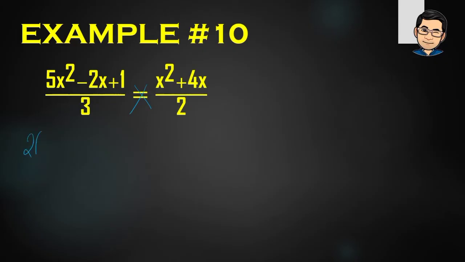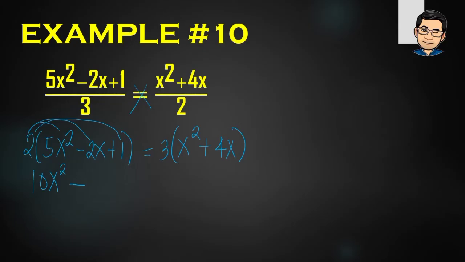2 times 5x squared minus 2x plus 1 equals 3 times the quantity x squared plus 4x. Now, 2 will be distributed. Ayan, 2 times 5x squared is 10x squared minus 2 times negative 2, negative 4x, 2 times 1, 2, equals 3 times x squared, 3x squared, 3 times 4x, that is 12x. Okay. And then, 3x squared plus 12x, kailangan natin siyang i-transfer sa kabilang side.